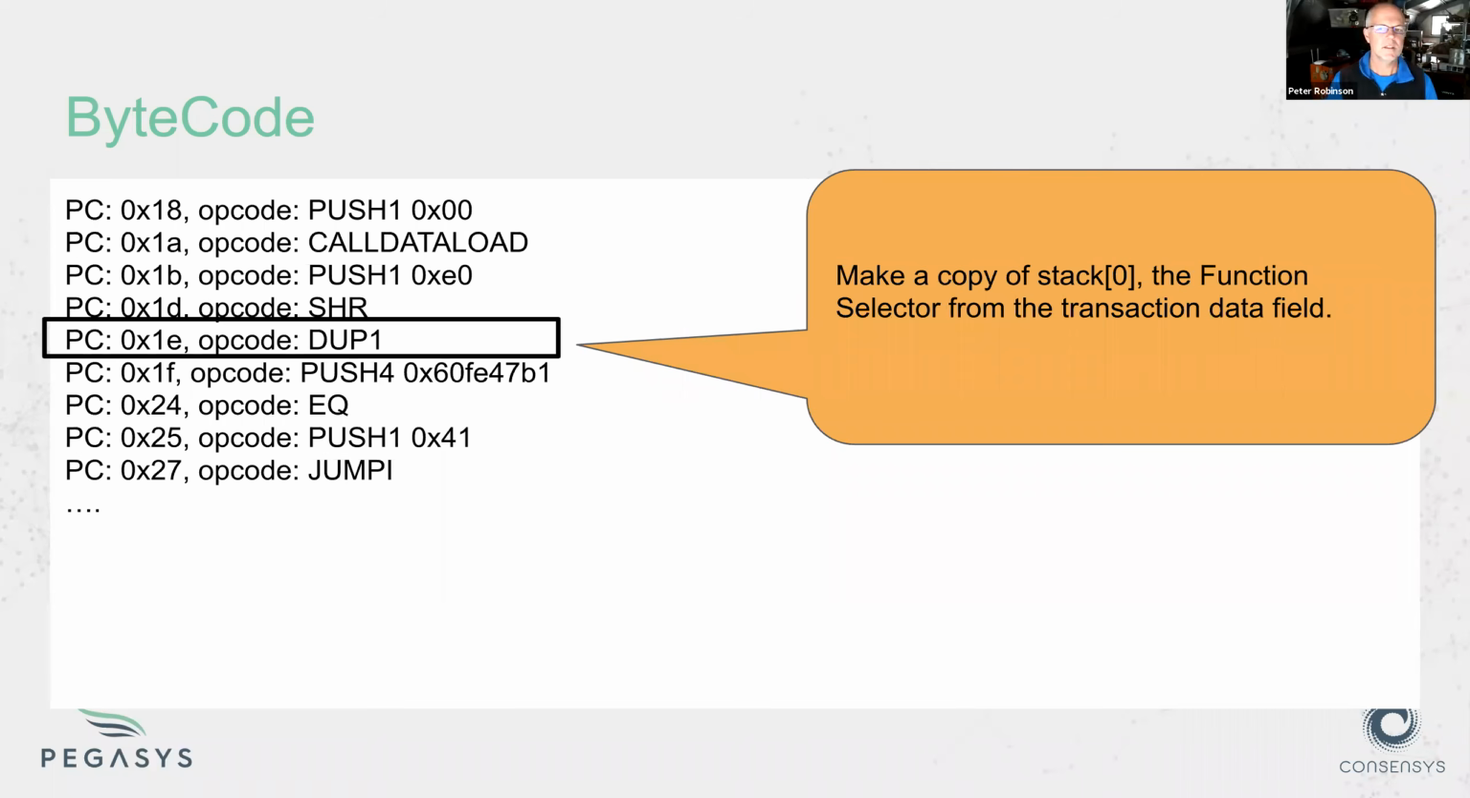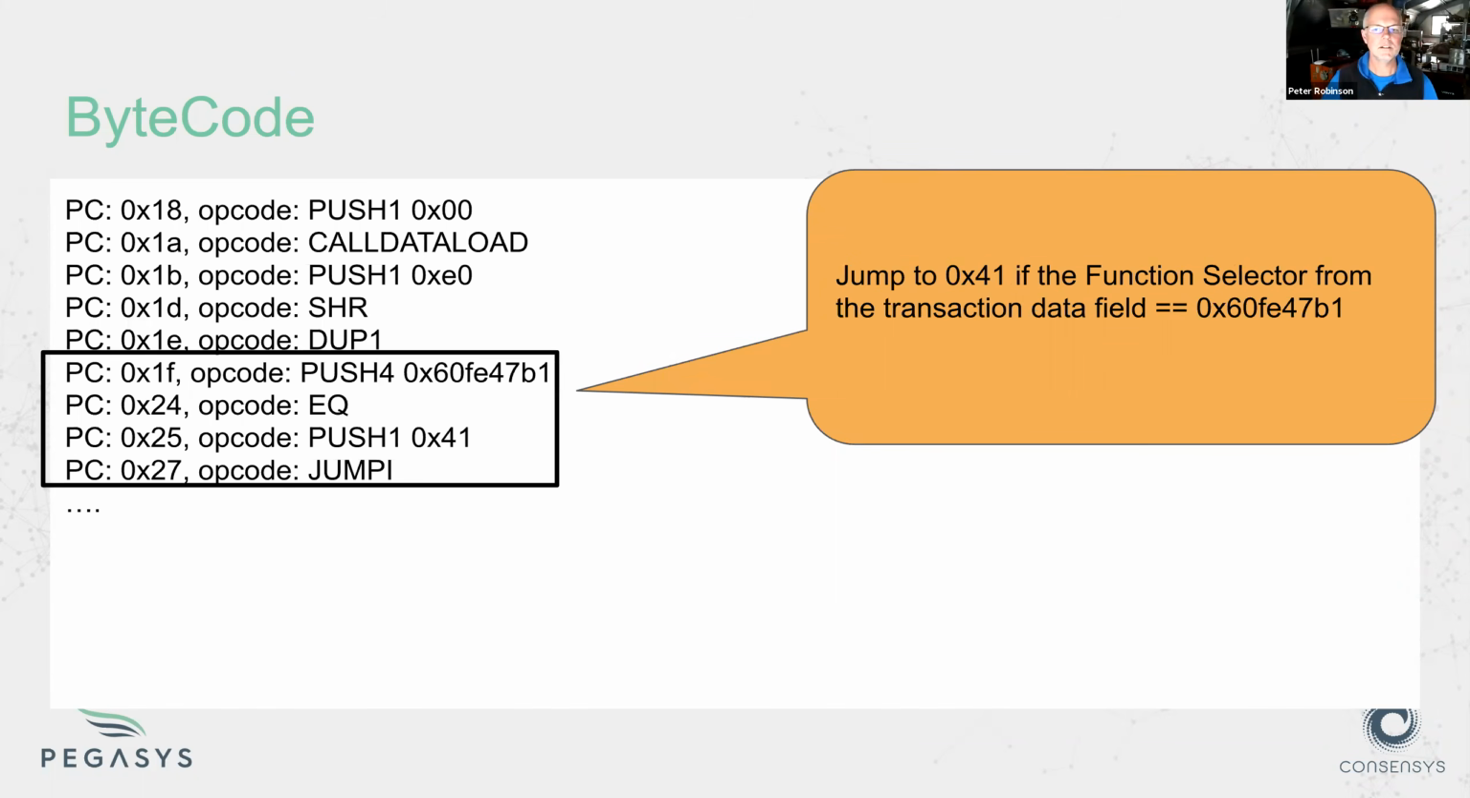And then once we've got the function selector, we duplicate it. Then we push a value onto the stack, essentially a function selector. And we say, well, does the function selector that was supplied in CallData equal this? And if it does, let's jump to offset 41.